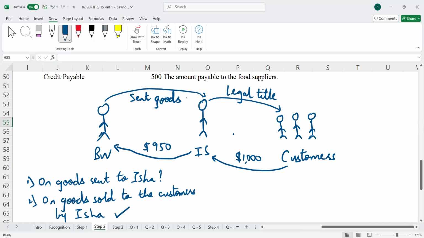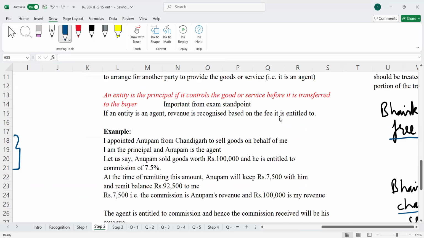See, I will be recognizing revenue of 1,000 only. 50 commission, I will be treating it as my operating expense. That is commission given to the agent. Okay. This is the net money that I receive. I will have to show it gross. I cannot net it off. Revenue will be 1,000. Commission on the expense side will be 50. Understood? So with this, we are done with principal versus agent.